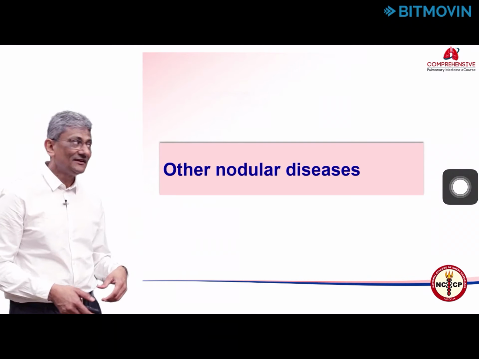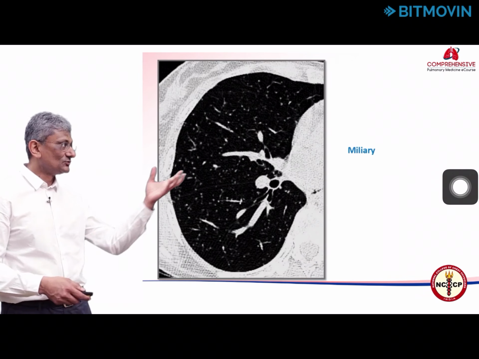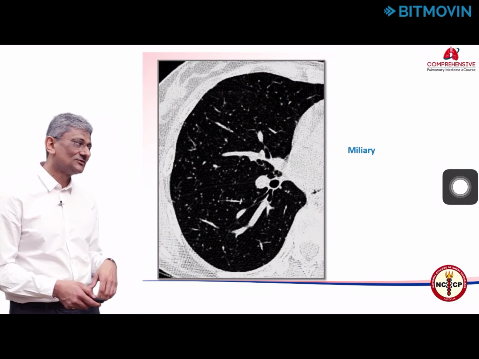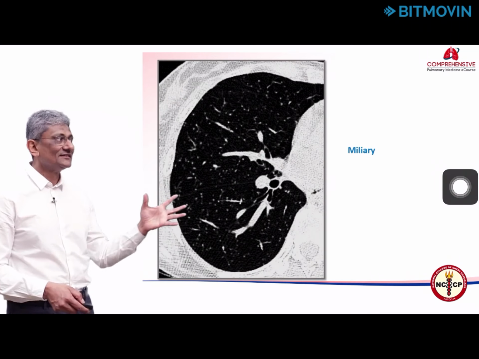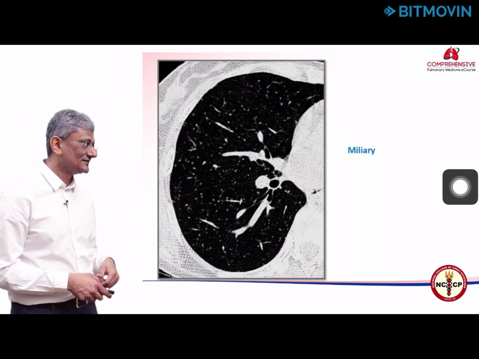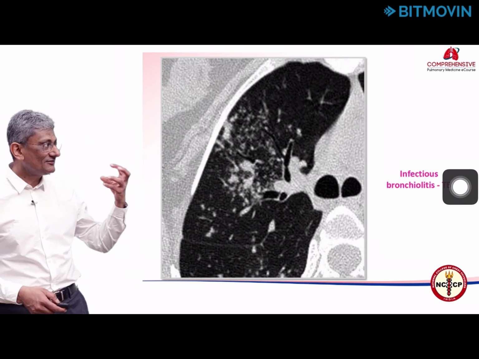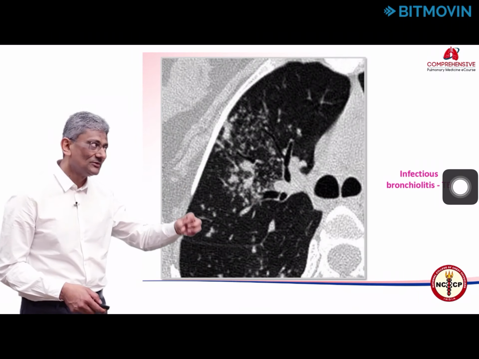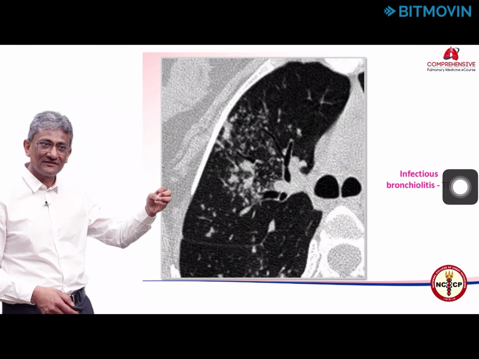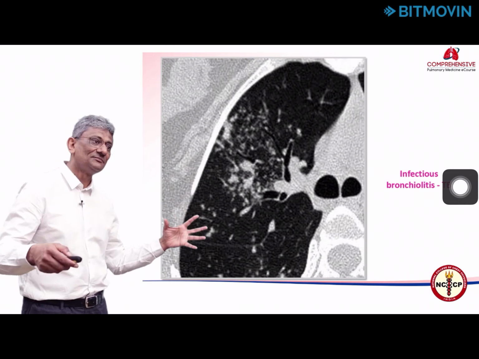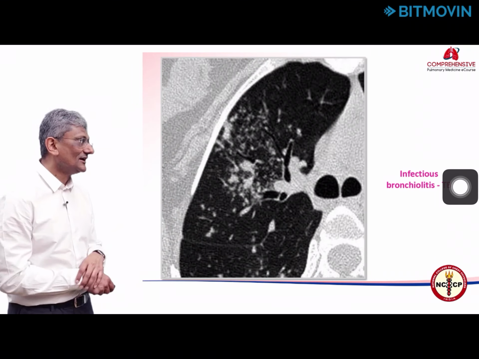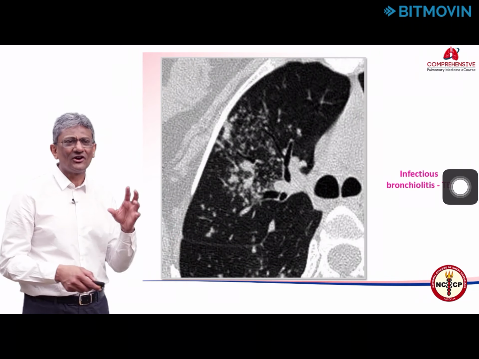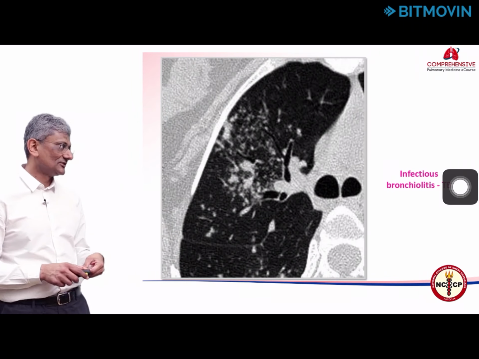What are the other nodular diseases that we need to be aware of? And that would be differentials. This is one, 2 to 3 millimeter size nodules randomly distributed throughout the lung parenchyma. This is very typical of miliary disease. Here we have high density, discrete but confluent bronchocentric nodules that have for so many years been labeled as tree and bud appearance, and this is called infectious bronchiolitis and commonly seen in tuberculosis.